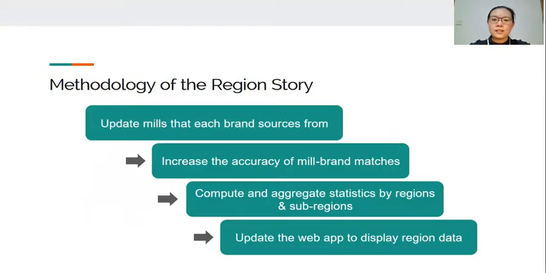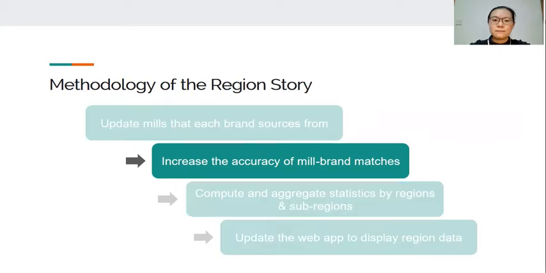To implement the function of region story, our methodology starts with updating the latest published data from each brand. Match the mill records to brands with an improved algorithm. Calculate and aggregate the risk scores for each mill. Three risk scores are computed for each mill: forest loss in the past, deforestation risk in current and future, and the analysis will mainly focus on the current risk scores. Finally, we update the web app to display data by region and subregions.